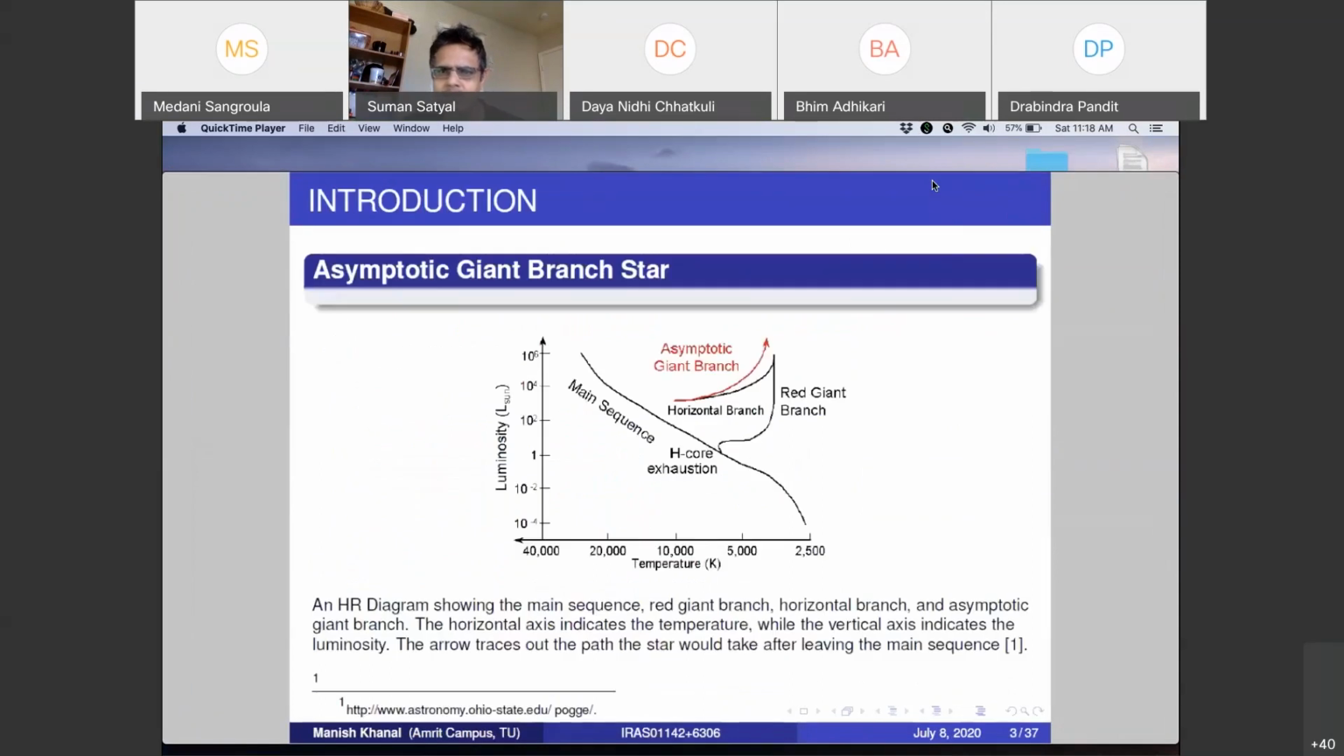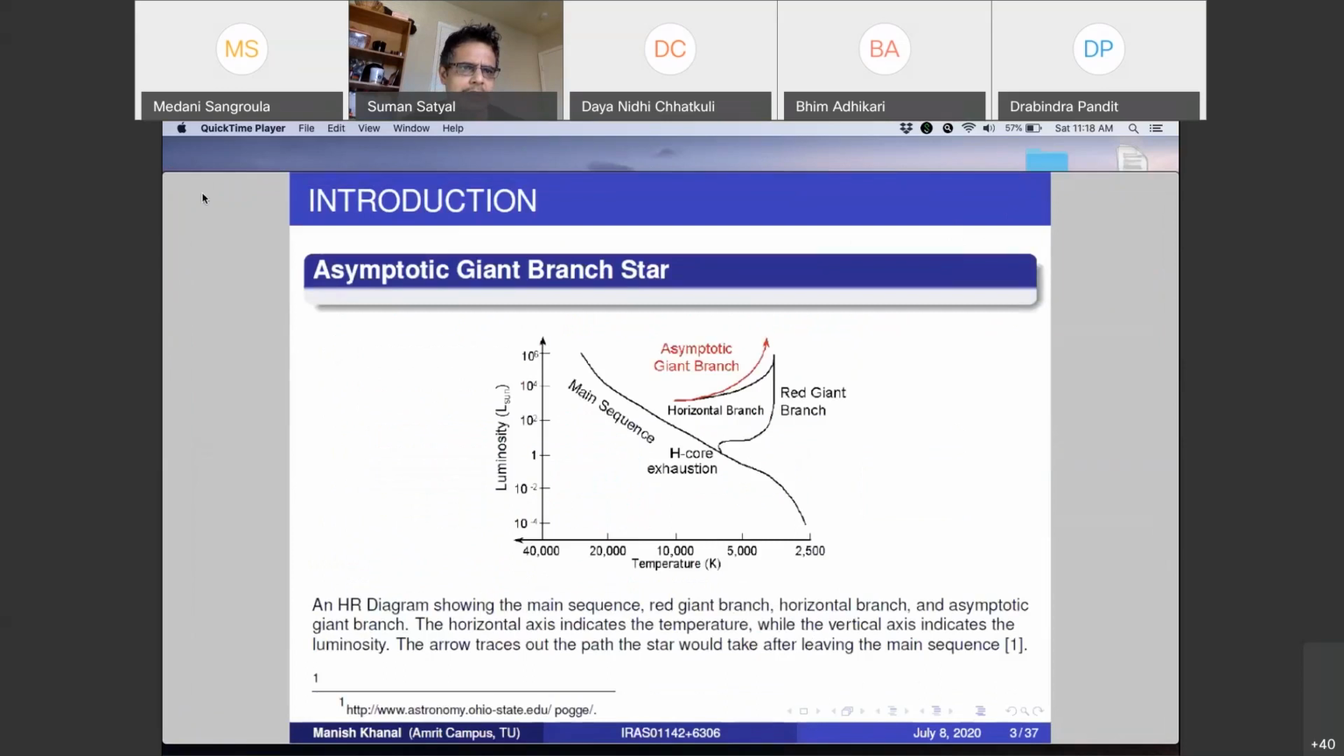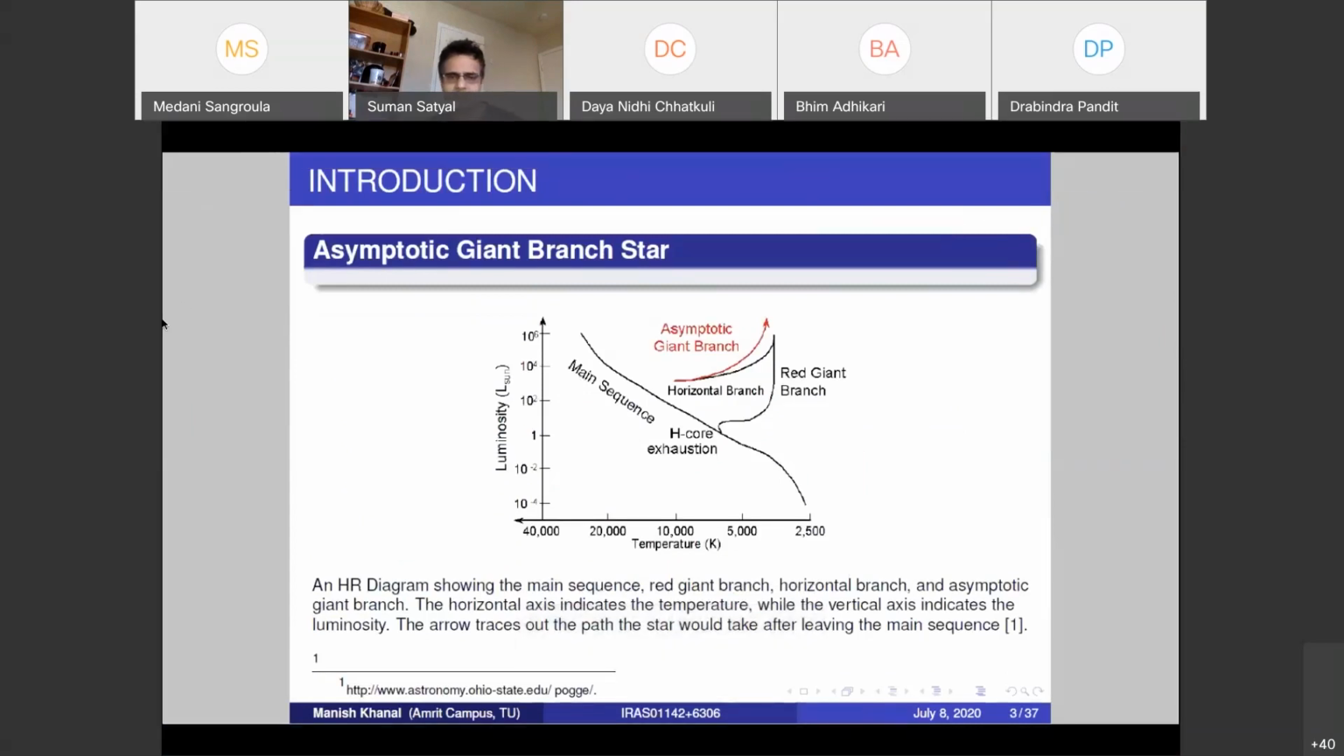First, introduction about AGB stars. When the star exhausts the supply of hydrogen, the core contracts and its temperature will increase, causing the outer layer of the star to expand and cool. Then the star becomes a red giant following a track to the upper right hand corner of the HR diagram. As you can see, this track.